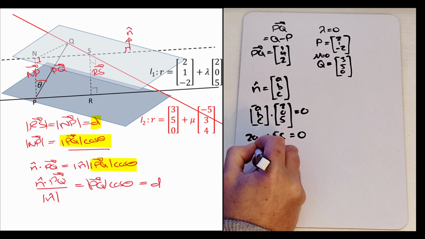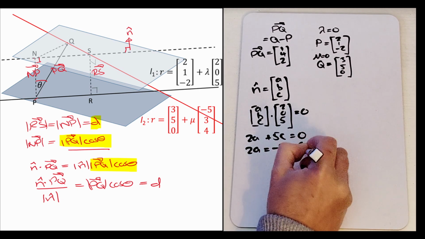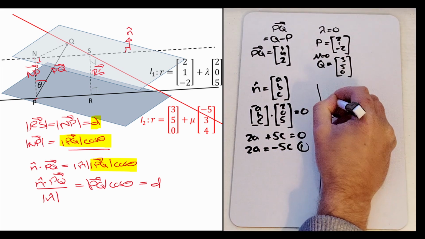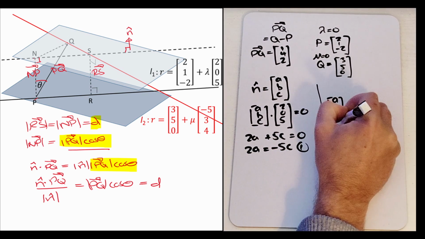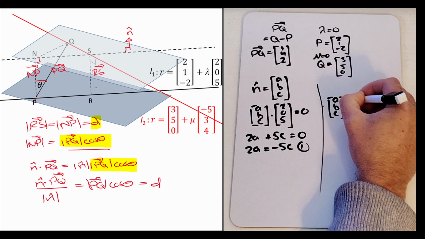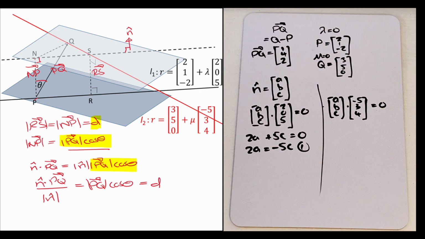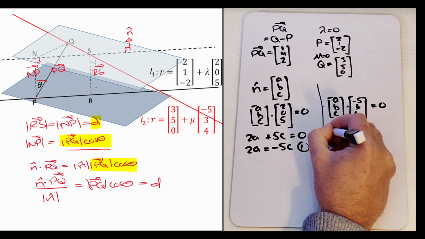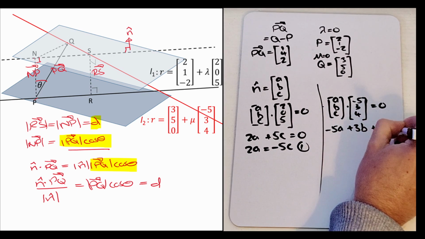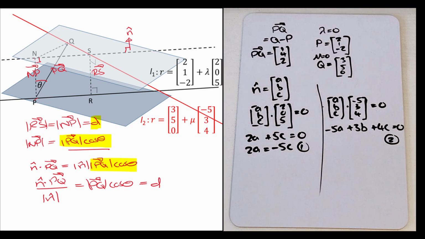And we can create a relationship between a and c. So 2a is equal to negative 5c. Okay, so I'm going to call that equation 1. And I'm now going to dot our (a, b, c), our normal vector, with our direction vector for L2, which is (-5, 3, 4). And because it's also perpendicular, we know that dot product is 0. So that's negative 5a plus 3b plus 4c equals 0. So we're going to call that equation 2.